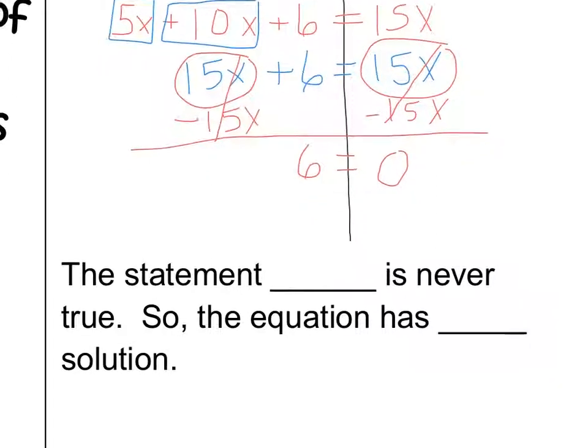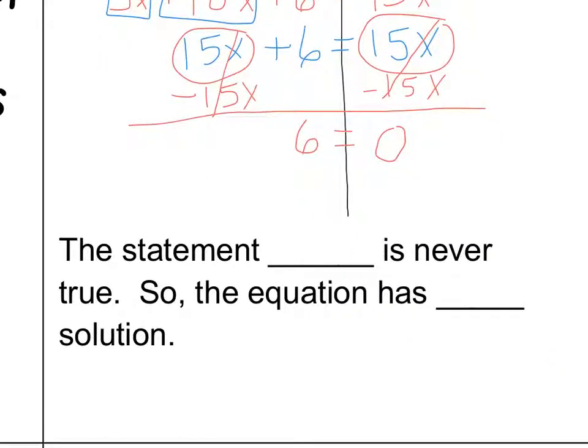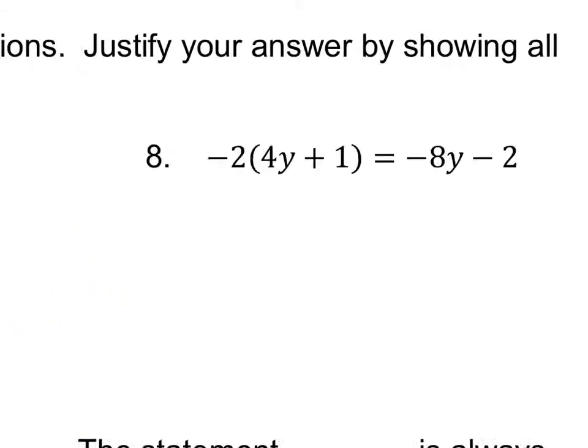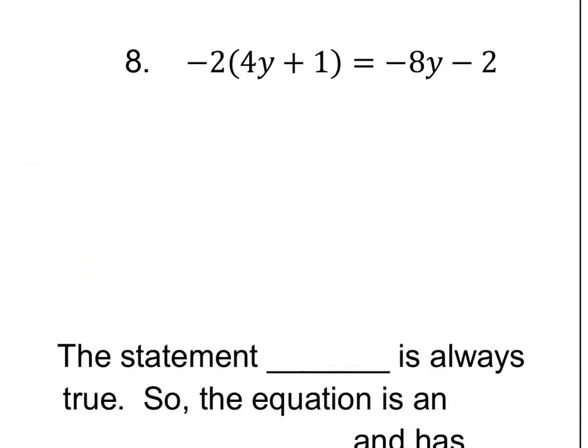So if we move this up a little bit, the statement 6 equals 0 is never true. That is never ever going to be true. So the equation has no solution. Because remember, to be a solution, it has to make the equation true. And 6 equals 0 is not true. Okay, so that's one of our choices. Now let's look at number 8 and see what happens in the other special circumstance.